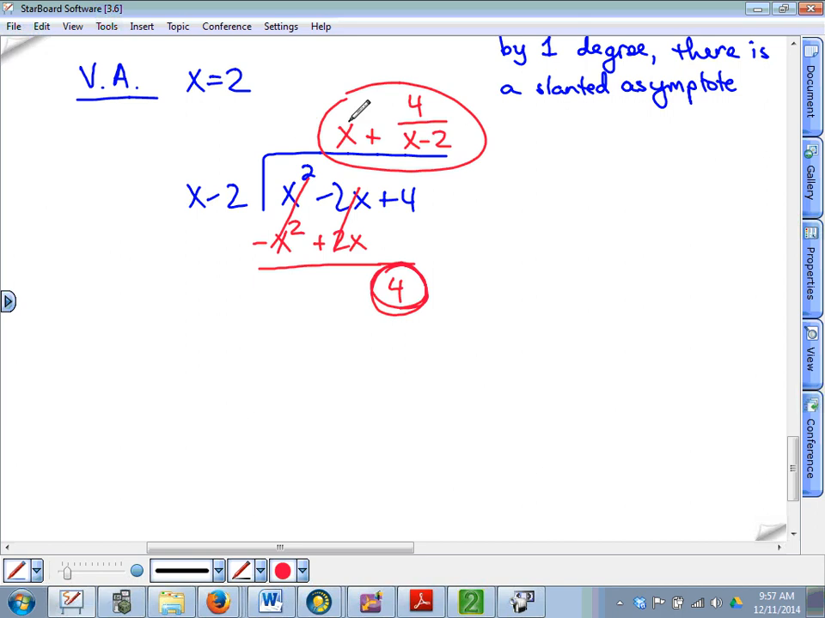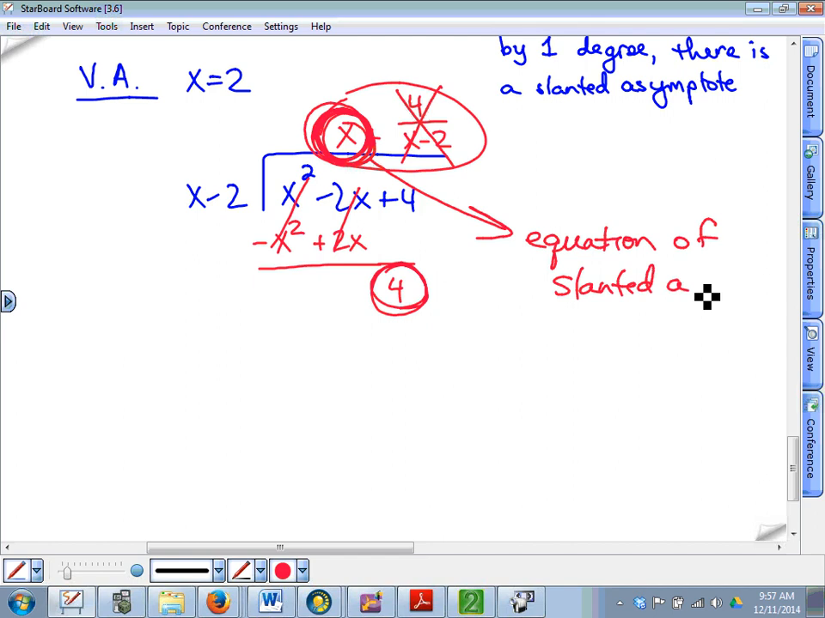Right here, you need to make sure you mark this clearly in your notes. This quotient right here, it doesn't really matter what the remainder is. Whatever the quotient is, that's the equation of the slanted asymptote, not the remainder part, just the quotient. In this case, we had a quotient of x. We might have gotten something like x plus 2 or x minus 5 or 2x plus 3. Whatever the quotient is, that's the equation of the slanted asymptote.